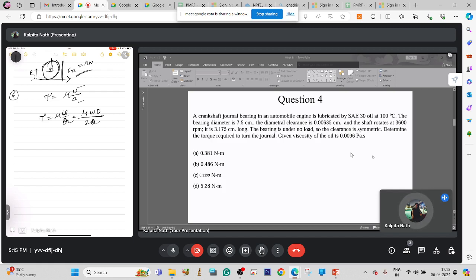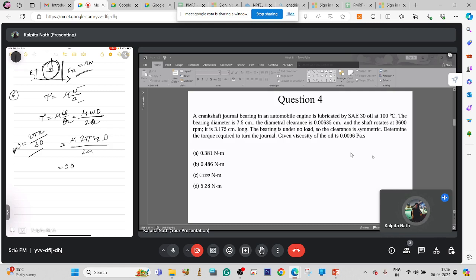Now, this omega, how can we write it in terms of the rotations? RPM is given, so how is it related? Omega is equal to 2 pi times the rotations upon 60. So in place of omega we can write mu 2 pi n d by 2a.